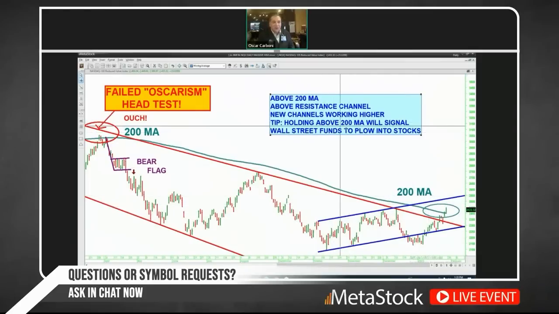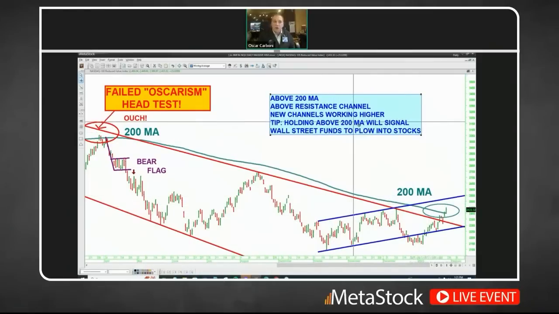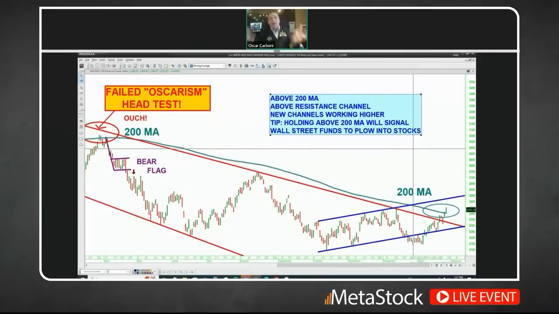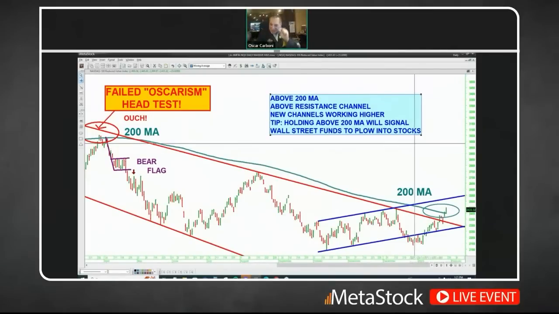So the tip here, holding above the 200 bar moving average will signal Wall Street funds to plow in. That's what will happen. We just need now to stay above and let the algorithm start to pick up on the fact that it didn't just get above once, it's above and staying above. That will help the markets move higher in the next few weeks. Just need to stay above that average.